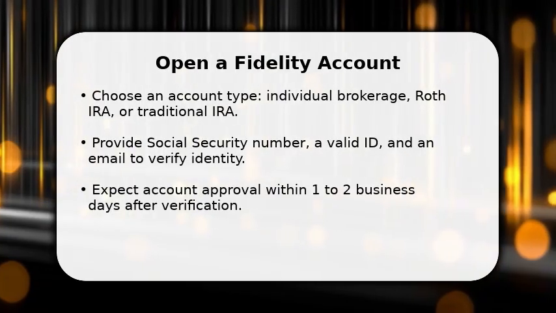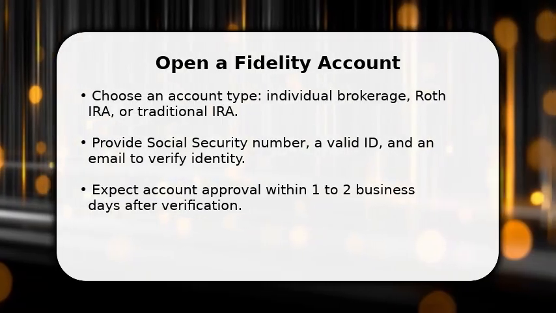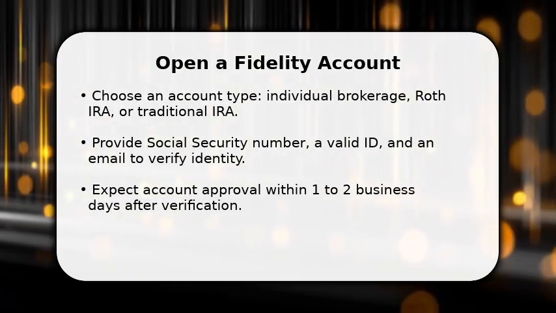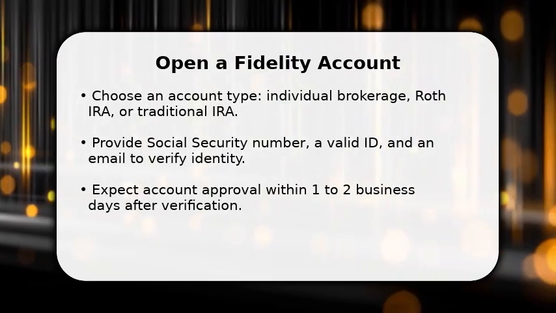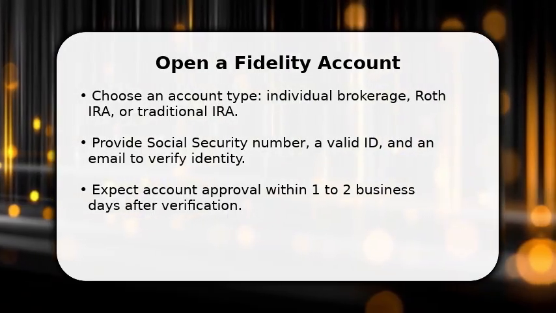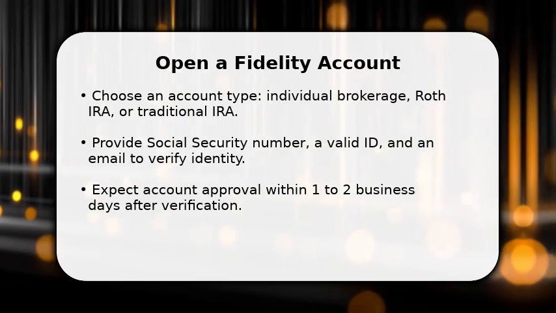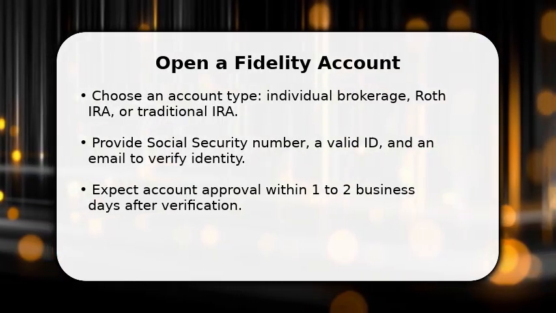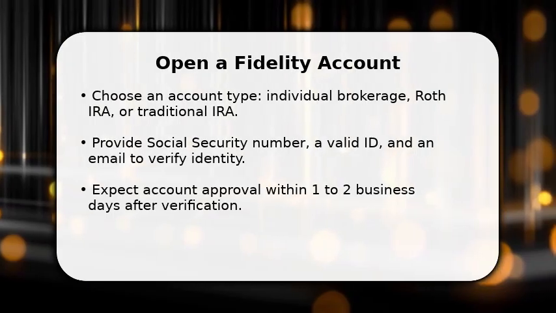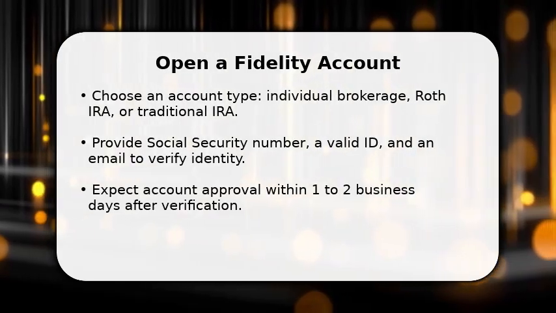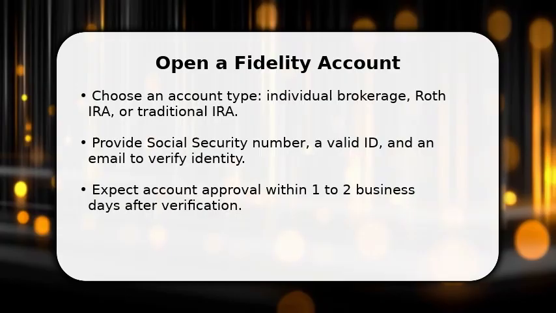Start by selecting an account that matches your goal and timeline. Choose an account type: individual brokerage, Roth IRA, or traditional IRA. Next, complete the online application with legal name, date of birth, and contact details, then provide social security number, a valid ID, and an email to verify identity.